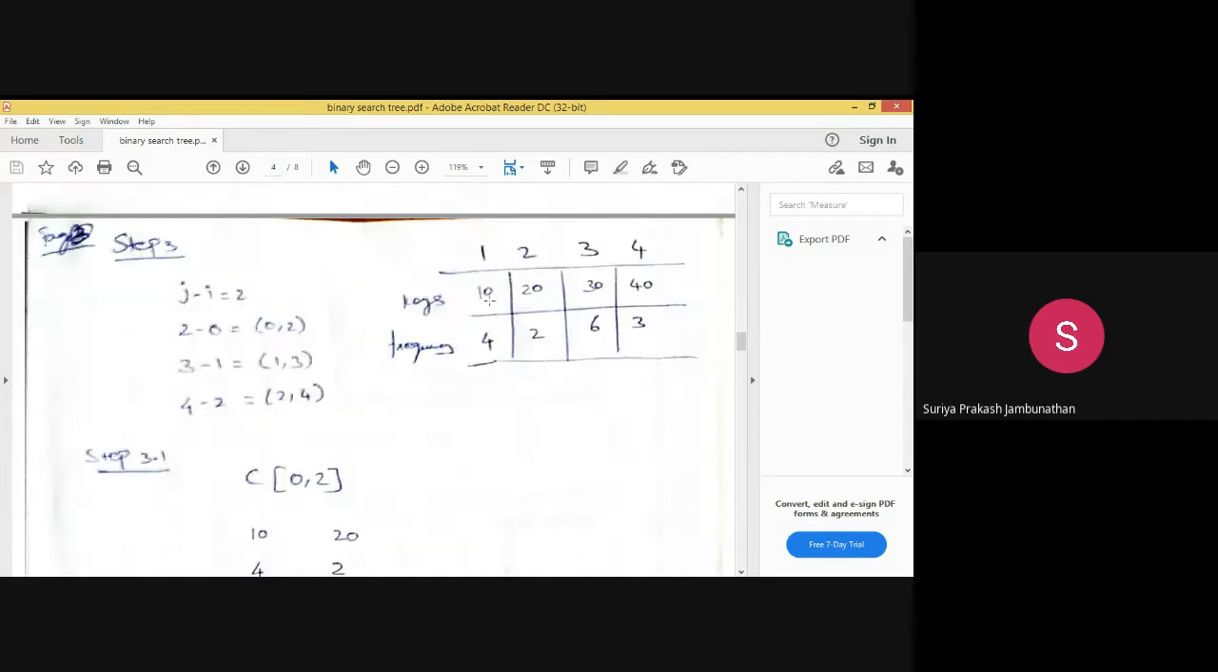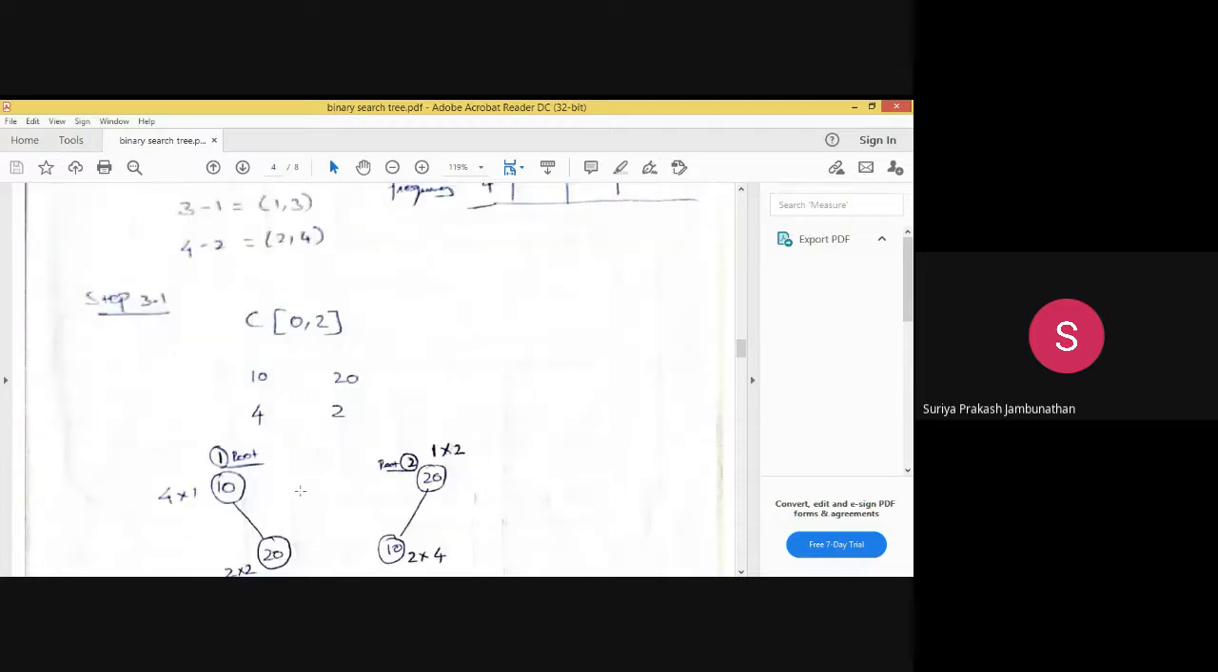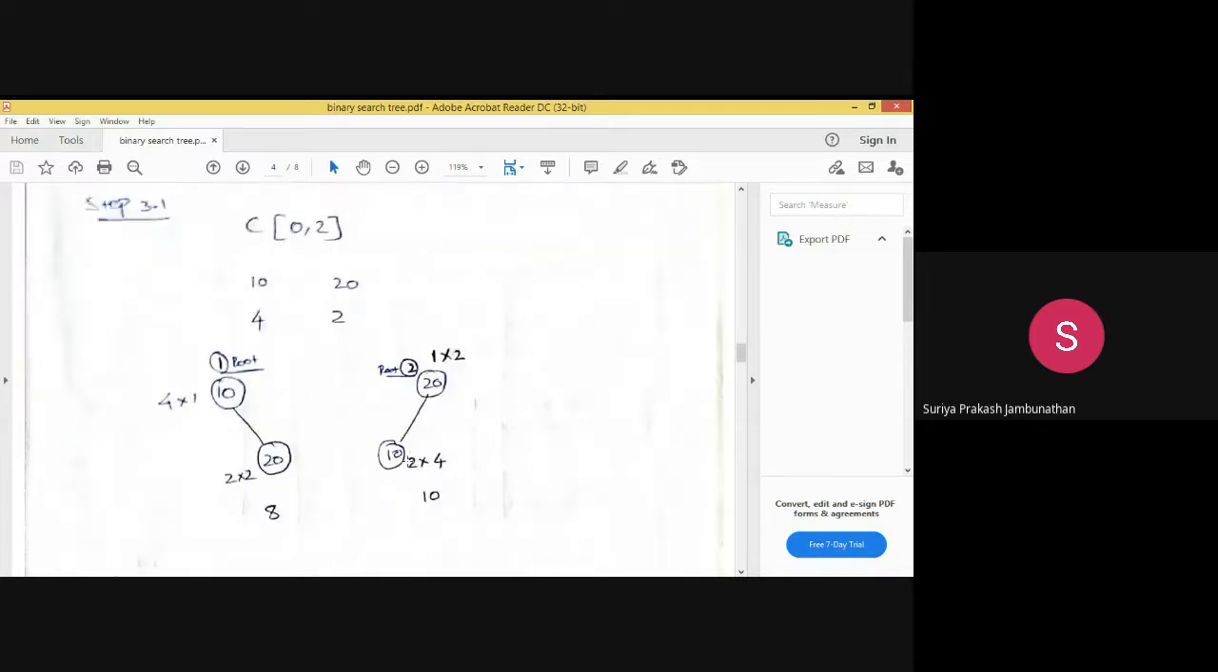Okay, for 10 the root is 1, that root I am writing here. Coming to this graph, we are keeping 20 as the root node and 10 as the leaf node. In this case, for 20, 1 into 2 we have to do, and for the leaf 2 into 4 we are doing. So 1 into 2 and 2 into 4, this is 2 and this is 8. So 8 plus 2, 10 we are getting.